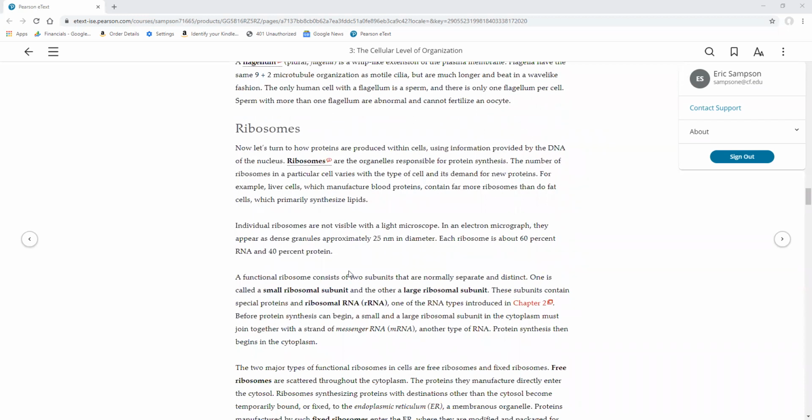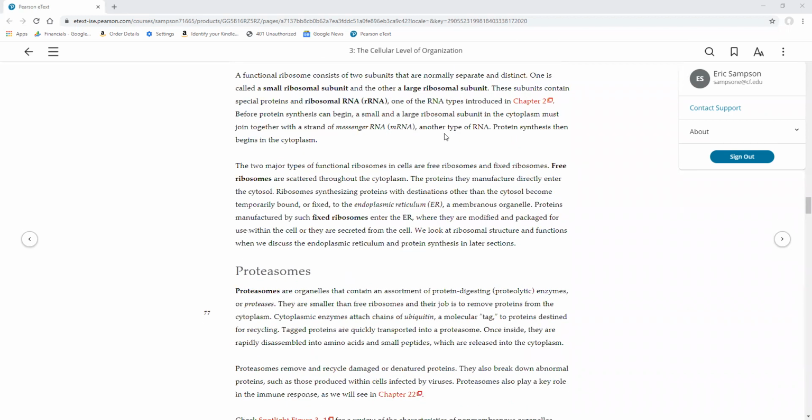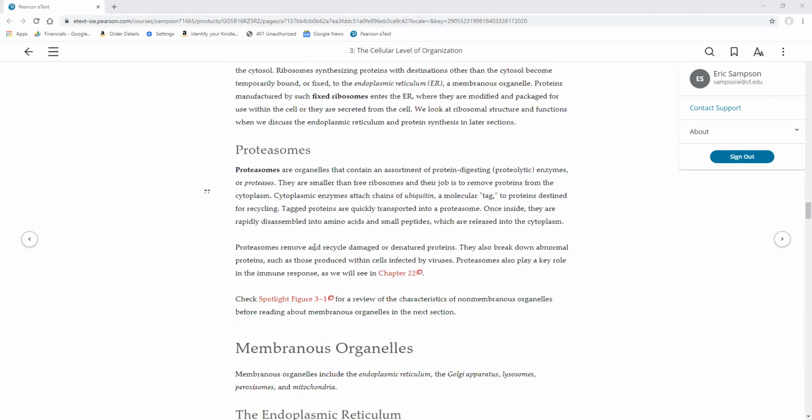Ribosomes, we talked about the ribosomal subunits. We talked about protein synthesis, free and fixed ribosomes, which are right here. The free ribosomes are scattered throughout the cytoplasm. This is for this particular cell, and the fixed ribosomes are on the rough ER, which allows the newly synthesized protein from the ribosome to enter the ER, where it is then shipped to the Golgi apparatus.